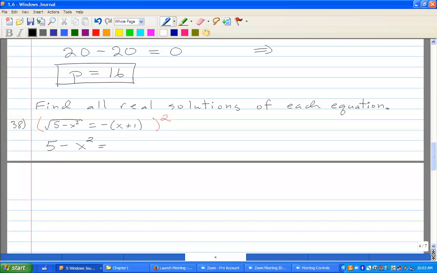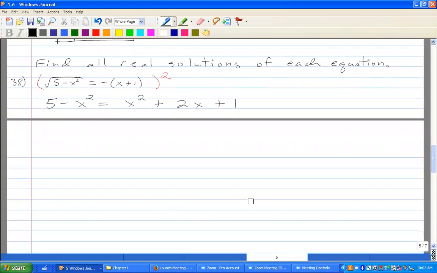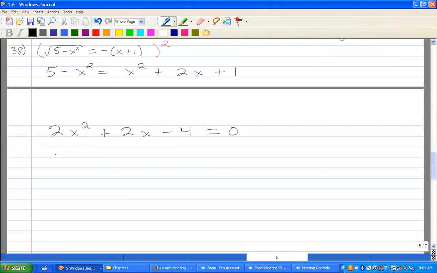The square gets rid of the -1. -1 squared is just 1. And x plus 1 quantity squared is just x squared plus 2x plus 1. Let's add x squared to both sides of my equation. Let's subtract 5 from both sides of my equation. Let's divide both sides of my equation by 2.